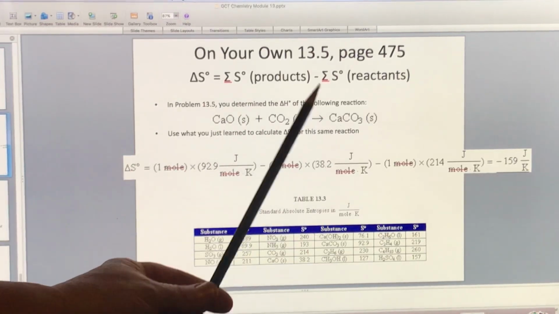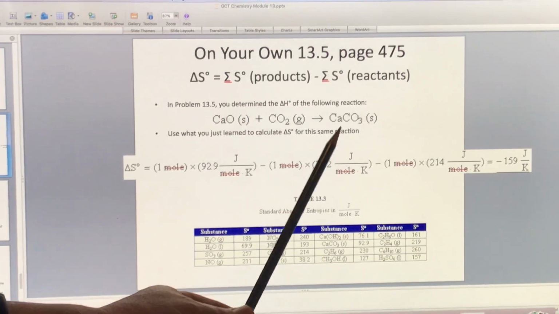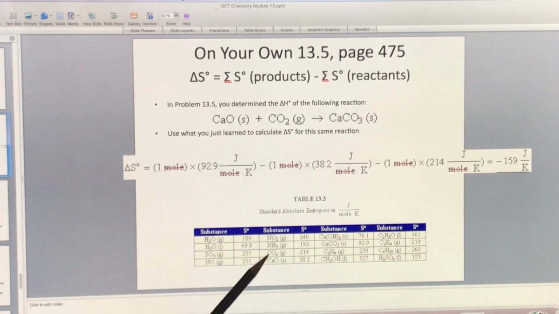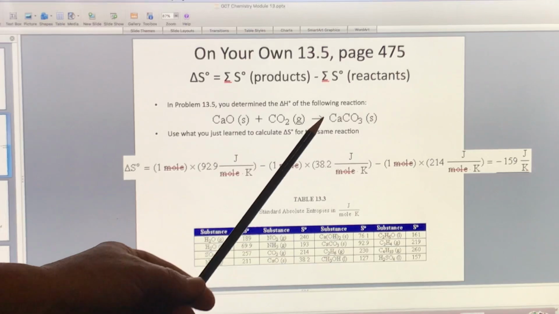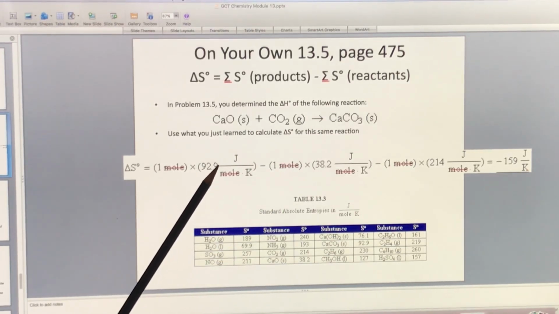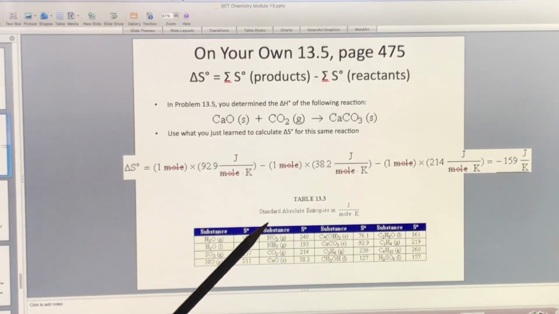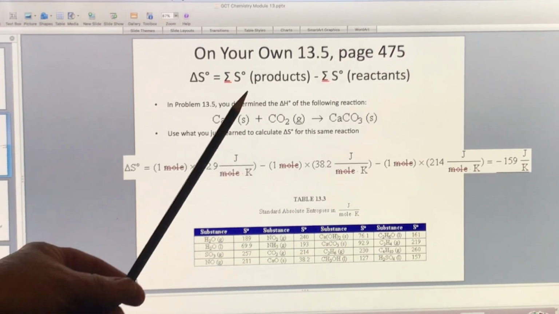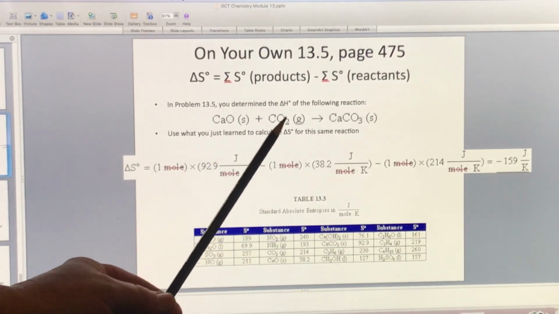So again, you'll remember in this, we start with the product side, which is over here on the right. We have the calcium carbonate. We would look that up on the table, and we have 92.9. We realize there's an imaginary 1 here, so it's 1 times the 92.9, the units being joules over moles times Kelvin. And then we subtract the reactants, which would be over here.